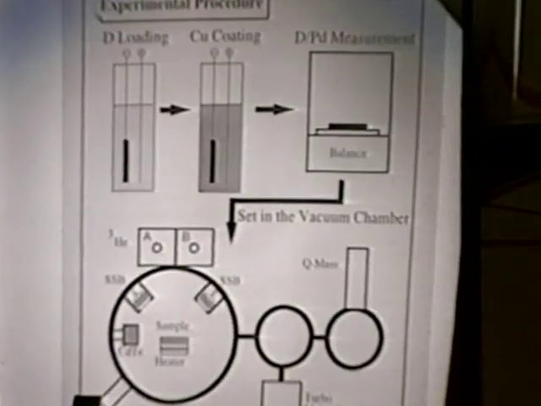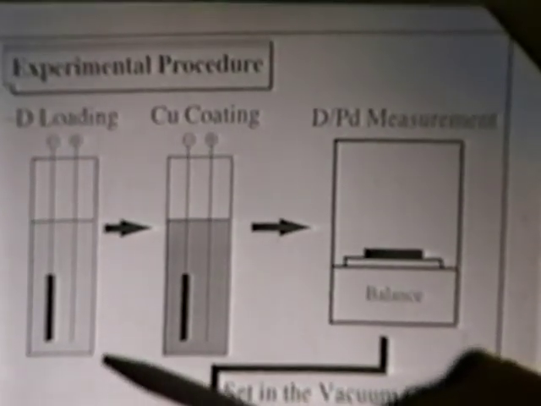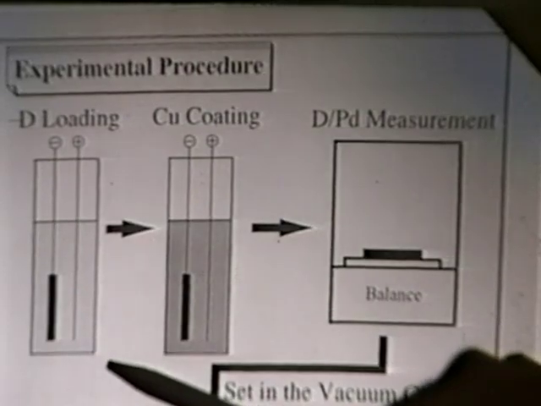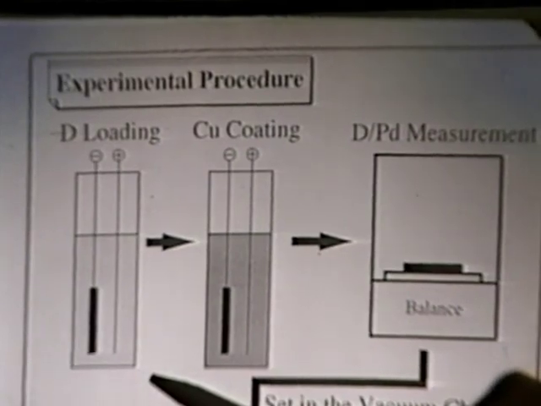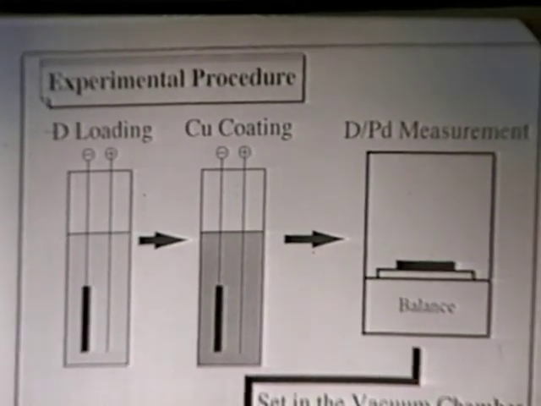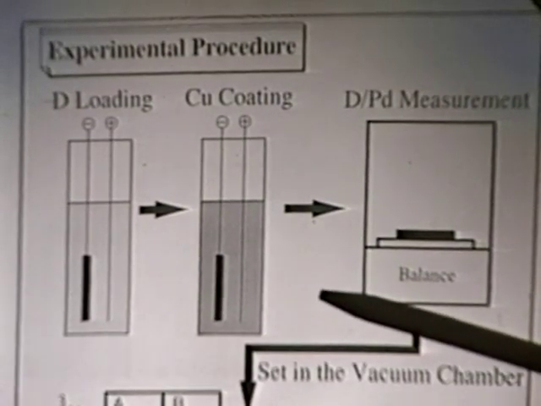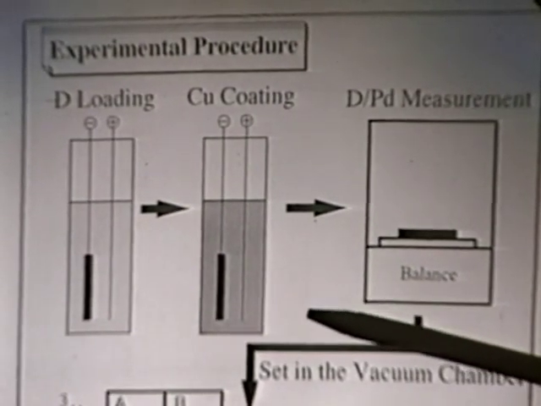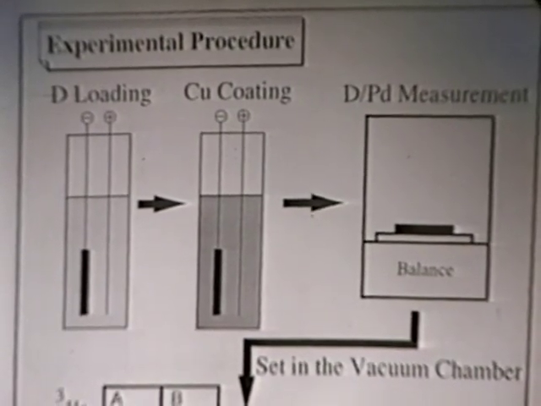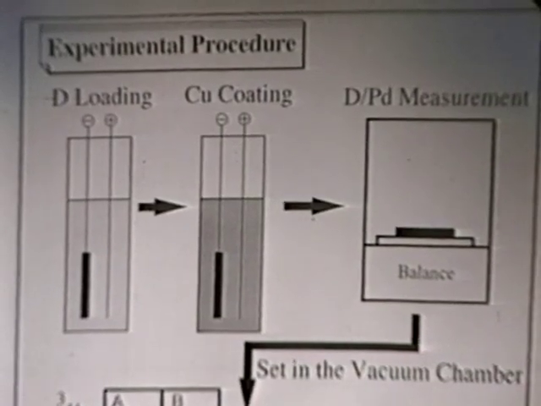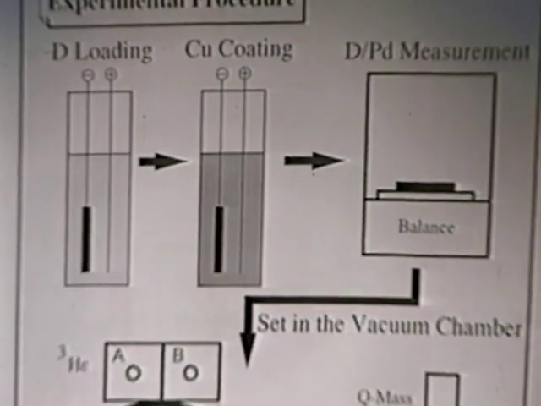Experimental procedure is as follows. At first, a high D/Pd deuterated palladium sample is prepared by electrochemical loading. Second, the sample is electroplated with copper for the purpose of preventing release of deuterium gas. The D/Pd ratio is estimated by the mass change of the sample, measured by this balance.